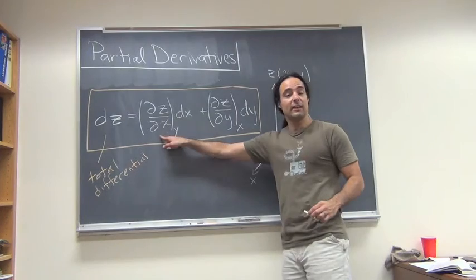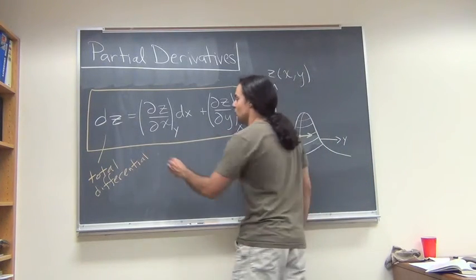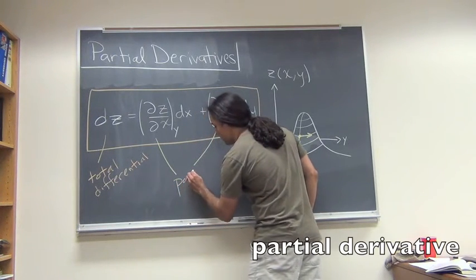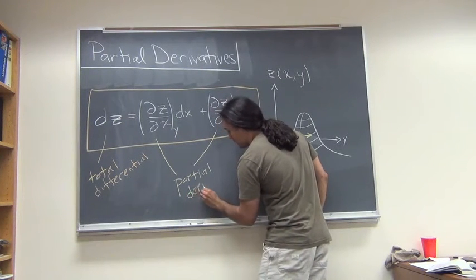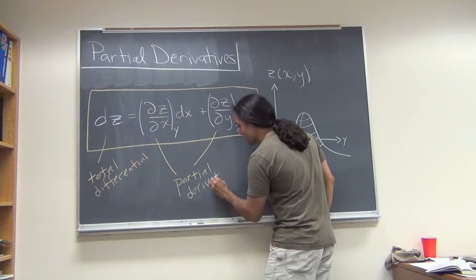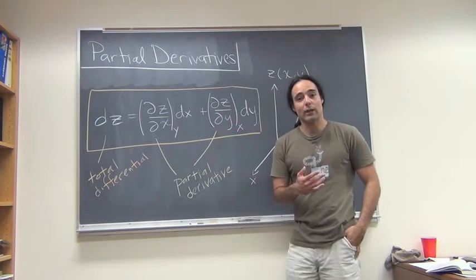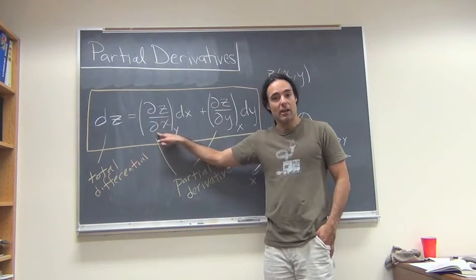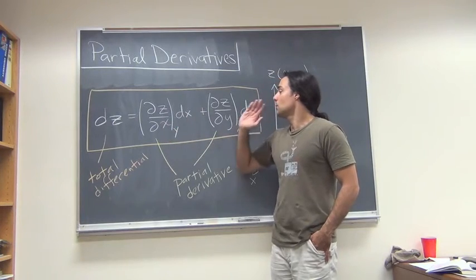These, the dz dx at constant y and the dz dy at constant x, are partial derivatives. It's a partial derivative because I'm only taking a derivative of part of the function. Right? The dz dx keeps y constant. It doesn't take any derivative with respect to y.